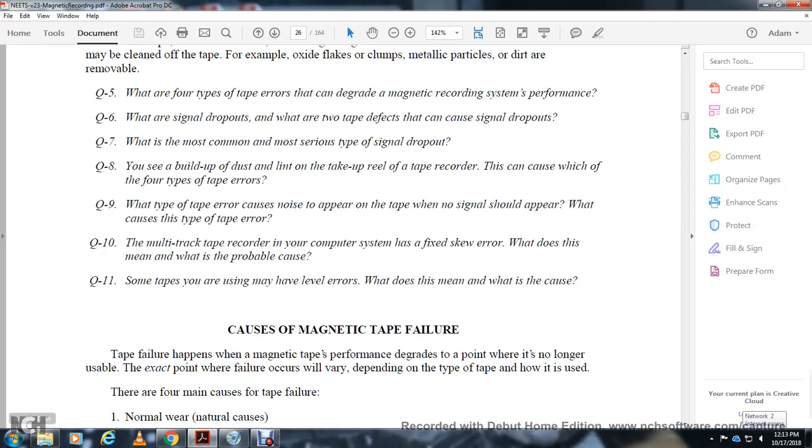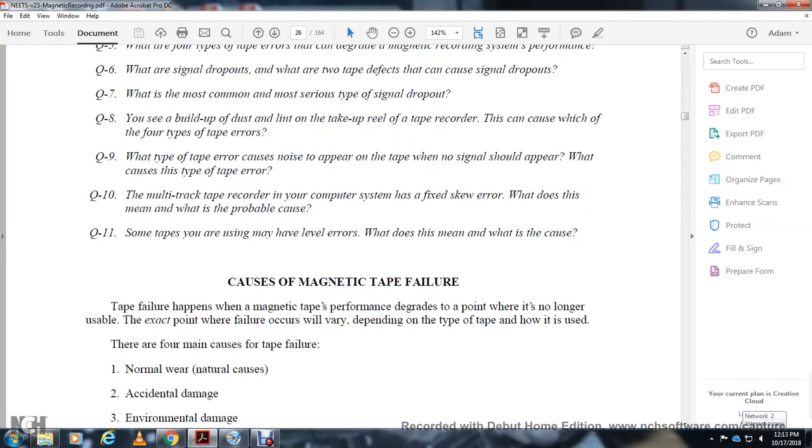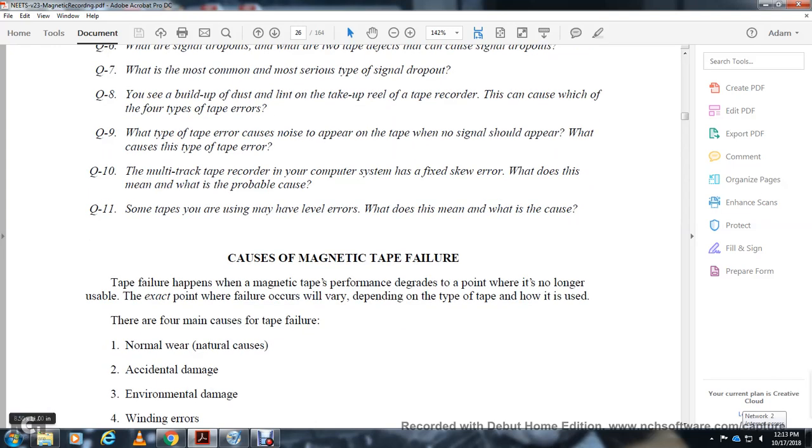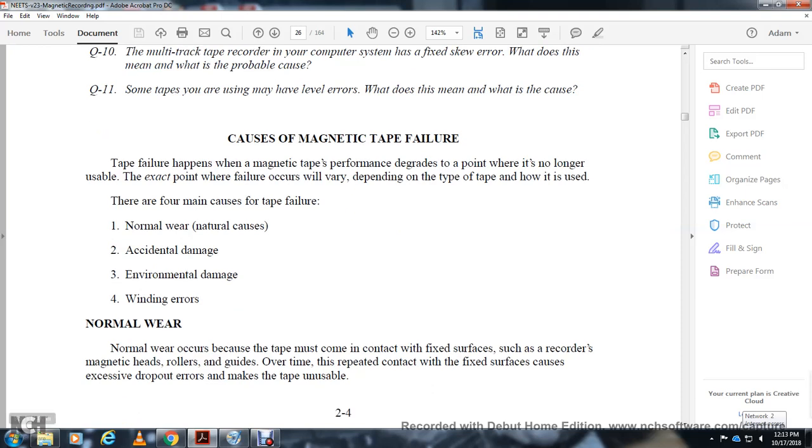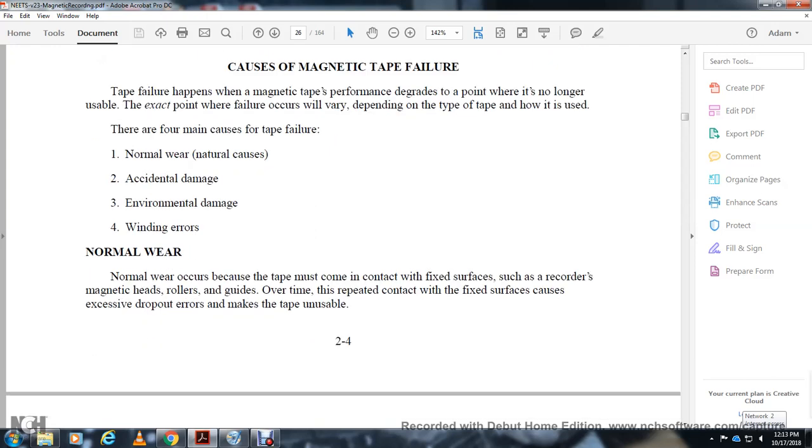Causes of tape failure. Failure happens when the tape is no longer usable, though there is no exact point, and the failure curve will vary depending on the type of tape and how it's used. The main causes of tape failure are normal wear, accidental damage, environmental damage, and winding errors. Normal wear occurs because of the tape's contact with fixed surfaces such as the recording magnetic head and roller guides. Over time, repeated contact with the fixed surfaces causes excess dropouts that make the tape unusable.